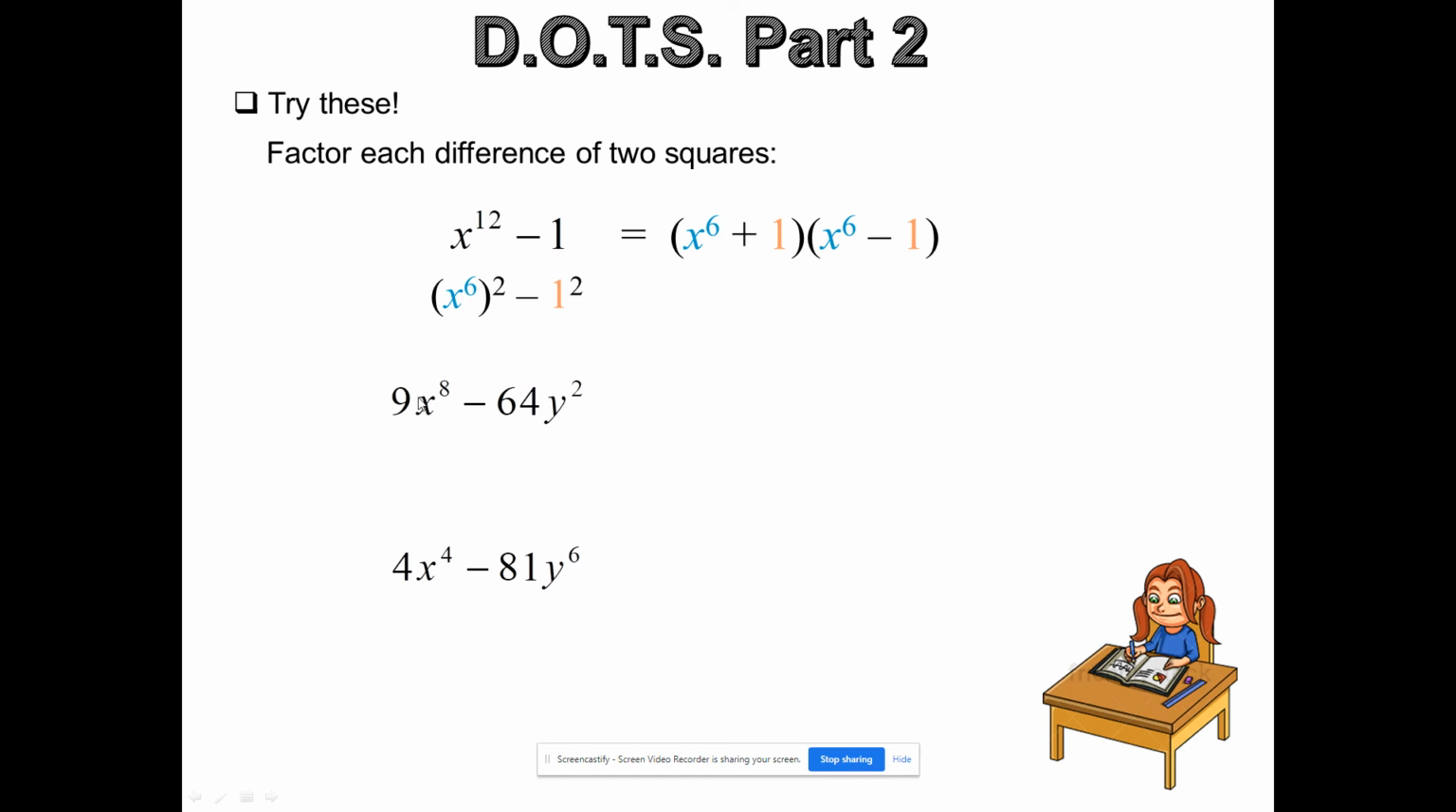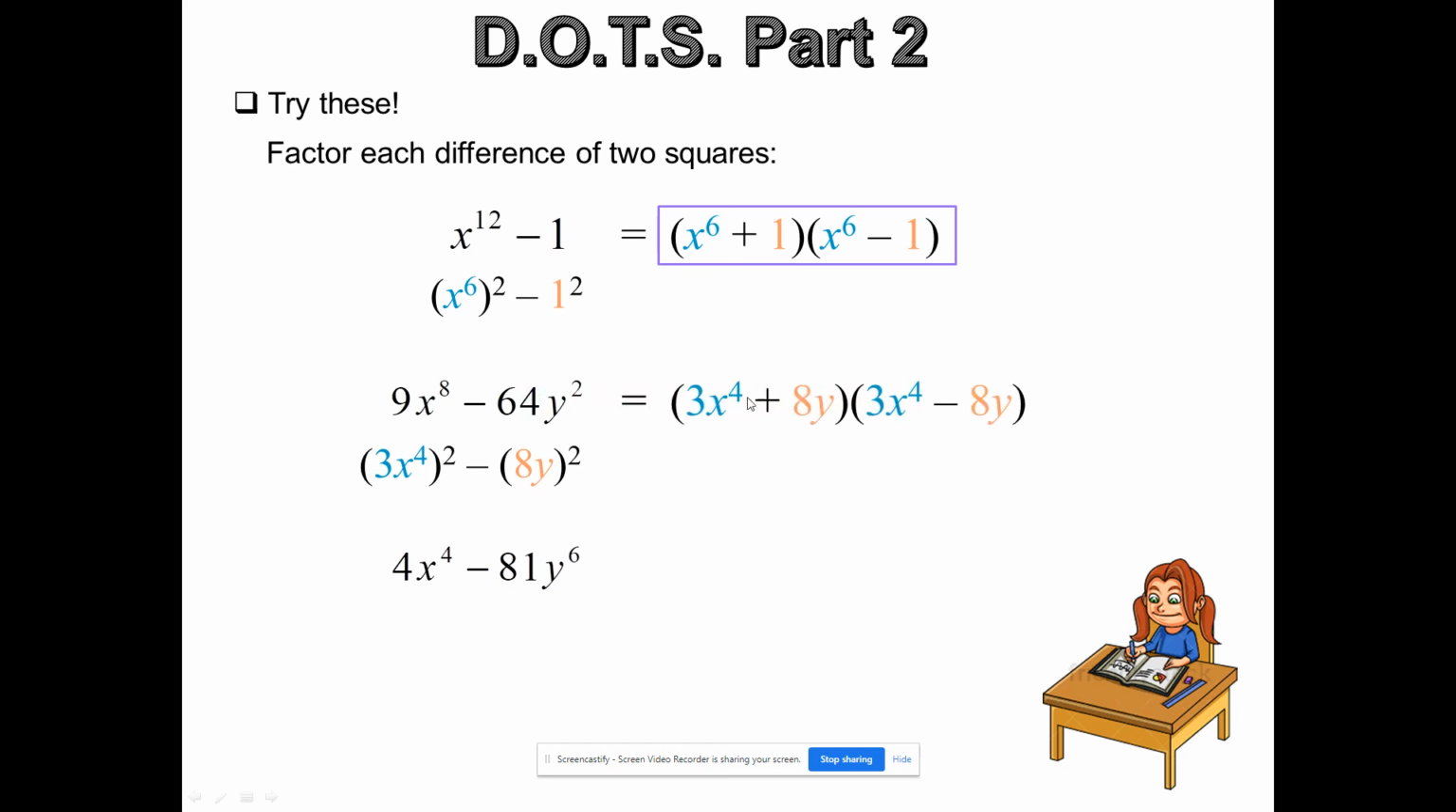Okay, same thing here. Let's look here. So we want two numbers that are the same to get 9x to the 8th. Well, 3 times 3 makes 9, x to the 4th times x to the 4th. So we should have 3x to the 4th. And then 8 times 8 makes 64, and y times y makes y squared. So that's why we have 3x to the 4th plus 8y and 3x to the 4th minus 8y.